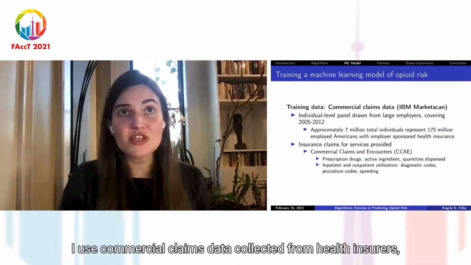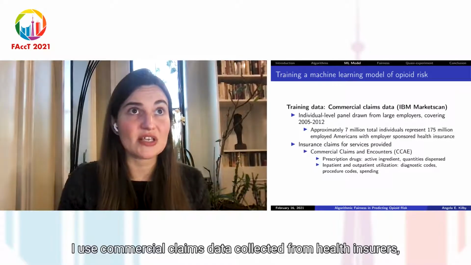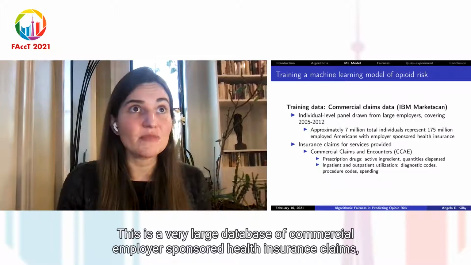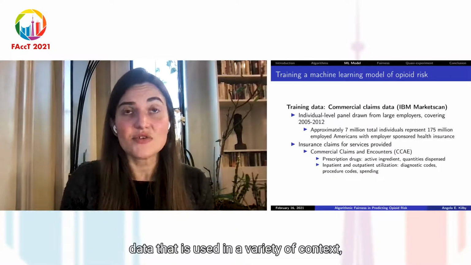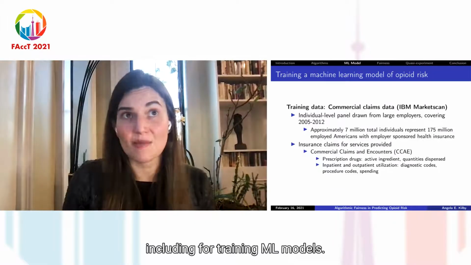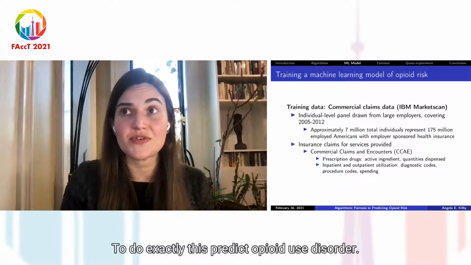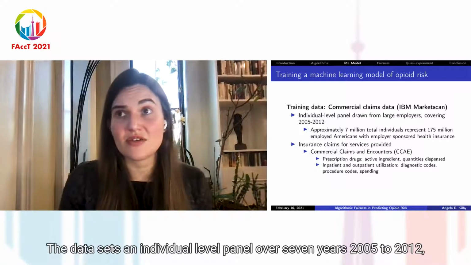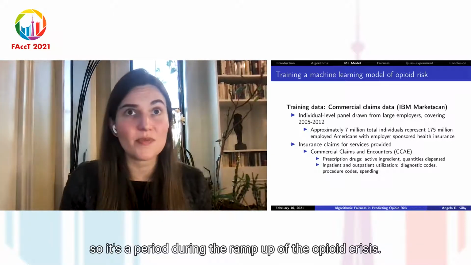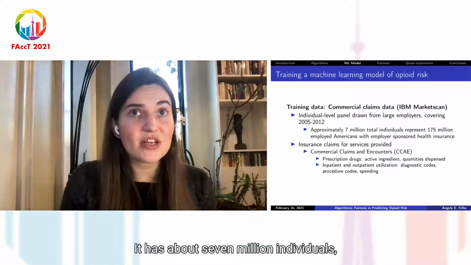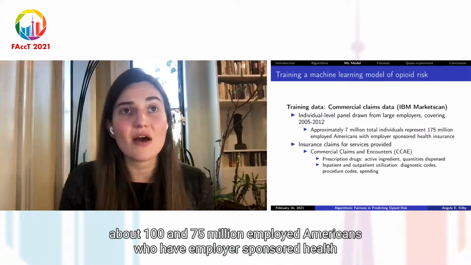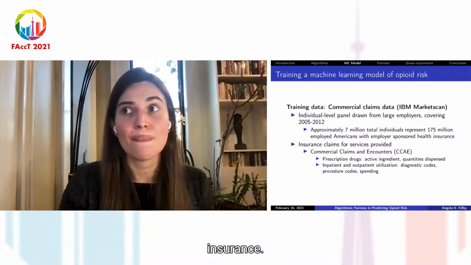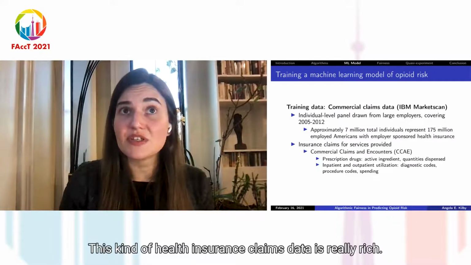What do I do? I use commercial claims data collected from health insurers, a data set called IBM MarketScan. This is a very large database of commercial employer-sponsored health insurance claims data that is used in a variety of contexts, including for training ML models to do exactly this, predict opioid use disorder. The data set is an individual-level panel over 7 years, 2005 to 2012, so it's a period during the ramp up of the opioid crisis. It has about 7 million individuals, which should be representative of about 175 million employed Americans who have employer-sponsored health insurance.